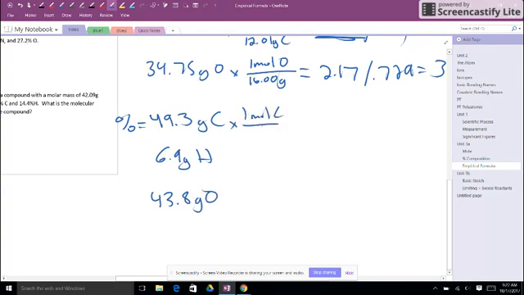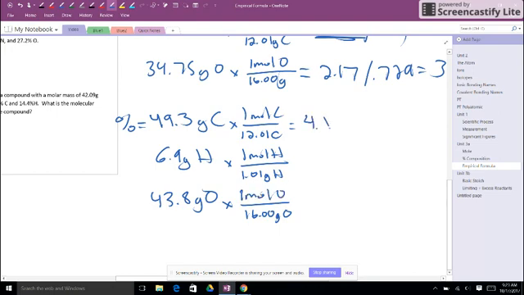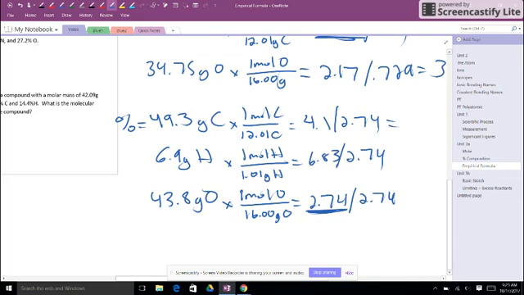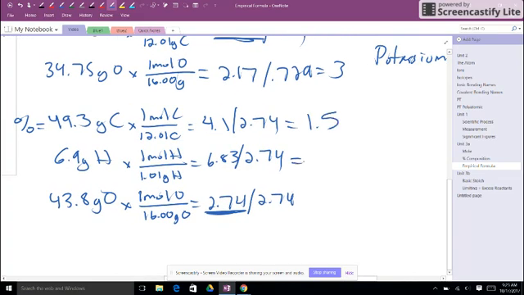Let's turn all of these into moles again. So perform the calculation, we get about 4.1 here, we get about 6.83 here, and we get about 2.74. So for these values, the 2.74 is the least of the three, so let's divide everything by 2.74. We get about 1.5 here, get about 2.5, and we get 1.